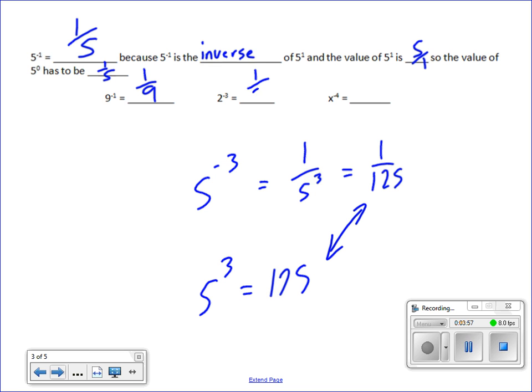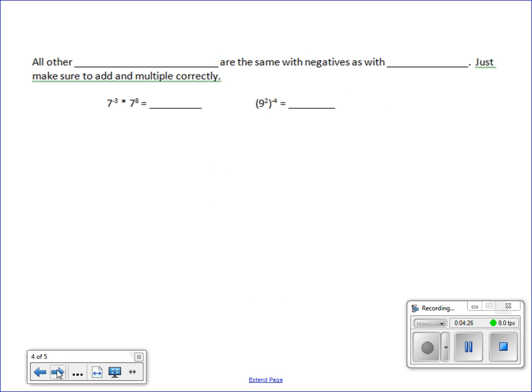So if I have 9 to the negative first, that would be like 1 over 9. 2 to the negative third is the same as 1 over 2 cubed. Now, right now, we don't have to figure out what 2 cubed is. You don't have to do 2 times 2 times 2. We just want to make that exponent positive. X to the negative fourth is 1 over x to the fourth. So we're making that exponent positive by using the reciprocal, the inverse. We're going to flip them around.